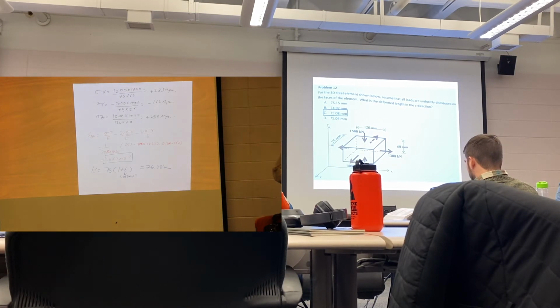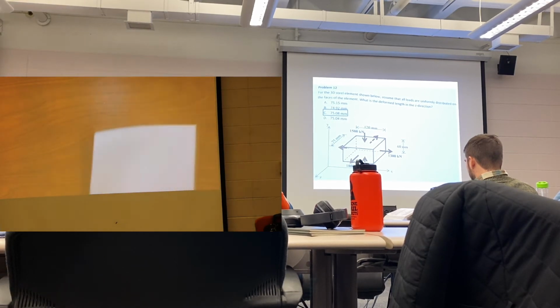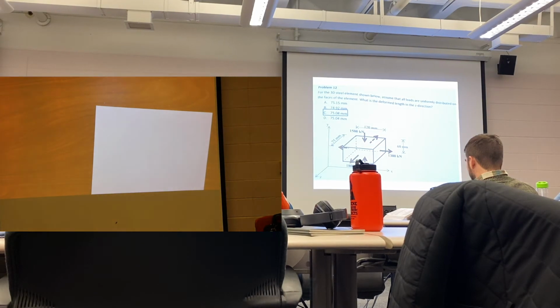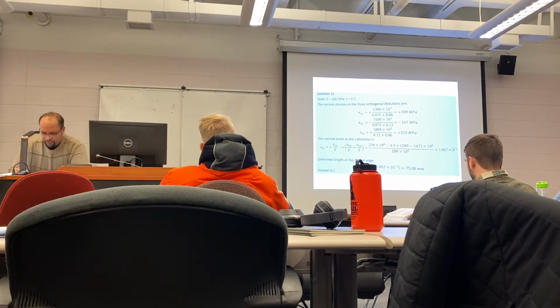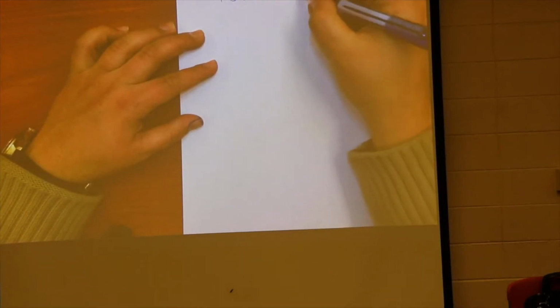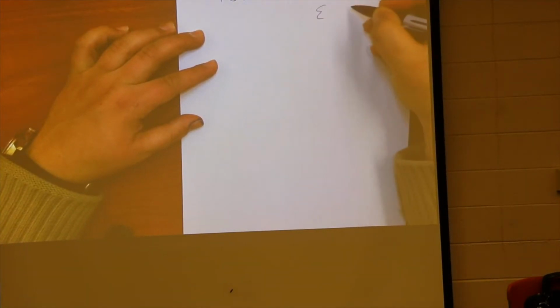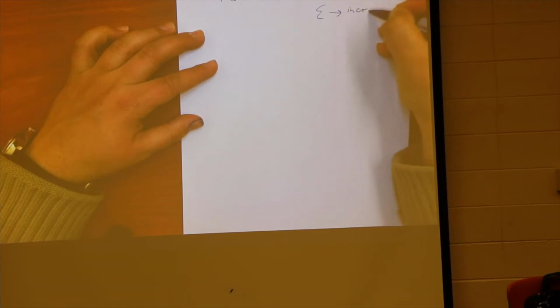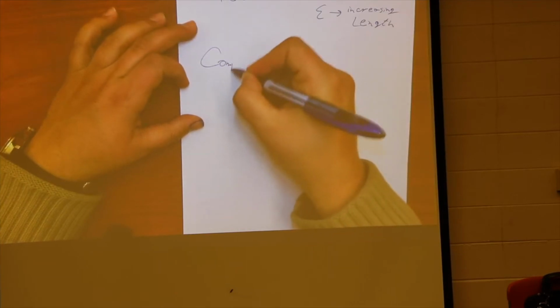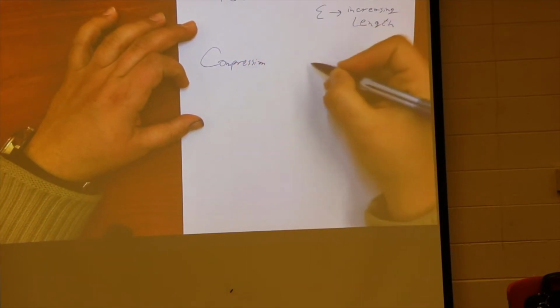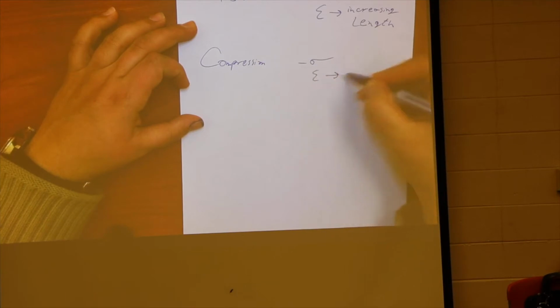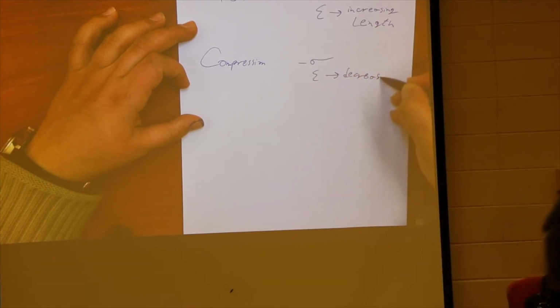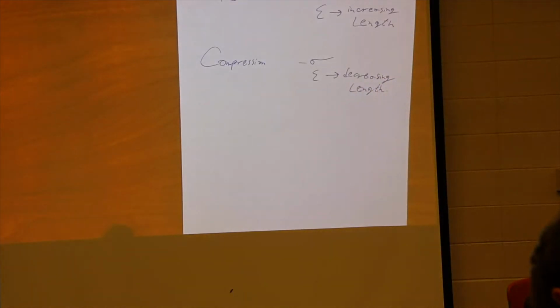So basically the sign convention is the following. Tension: positive sigma, positive epsilon, increasing length. Compression: negative sigma, negative epsilon, decreasing length. Make sense?